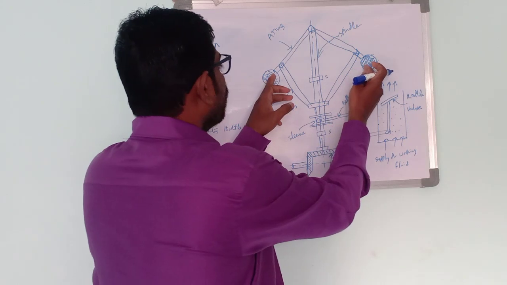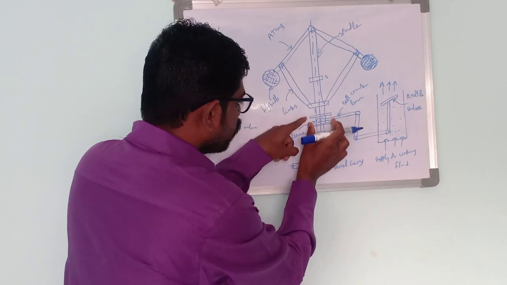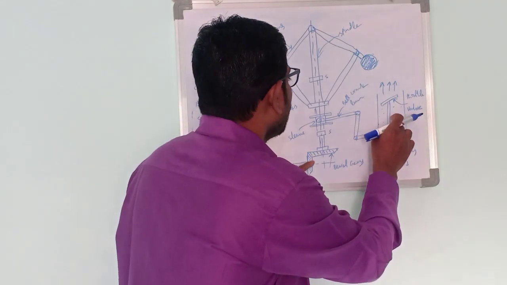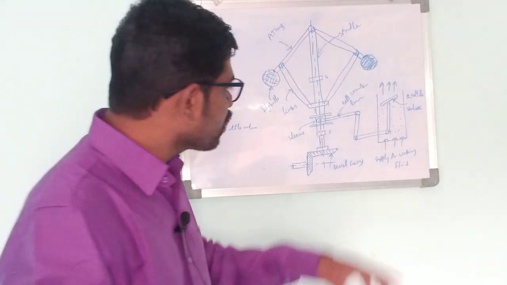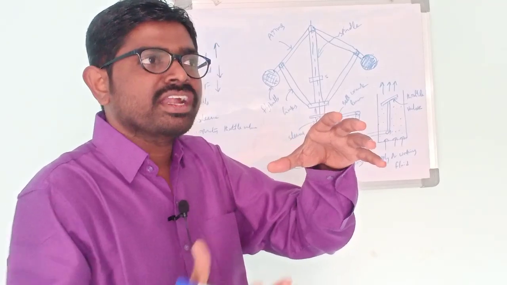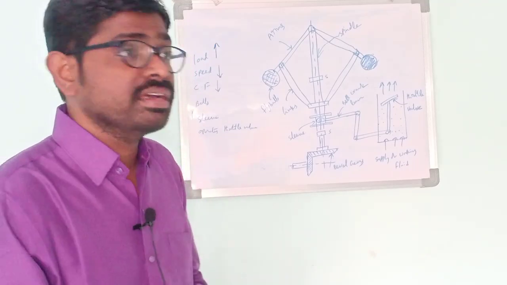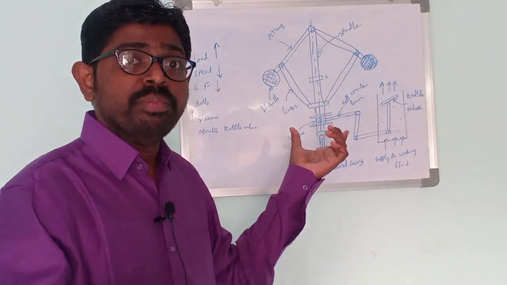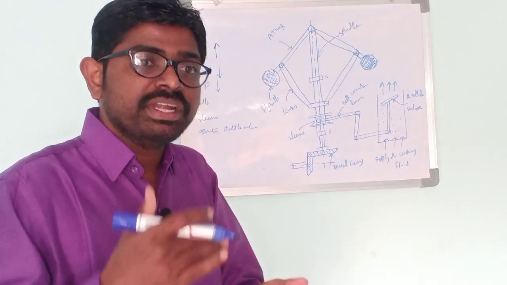When the two balls move inward, automatically the sleeve moves downward. The downward movement of the sleeve operates the throttle valve via the bell crank lever to increase the supply of the working fluid. Whenever the supply of working fluid is increased, again the speed will be increased, and it will come to a level of speed. Like that, the governor will regulate the mean speed of an engine based on the load conditions, whether the load is increased or decreased.